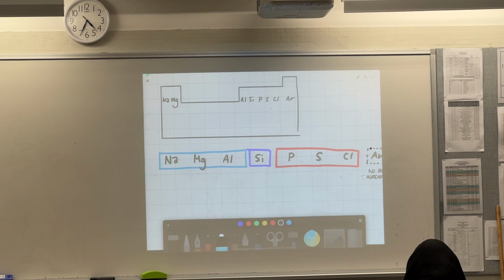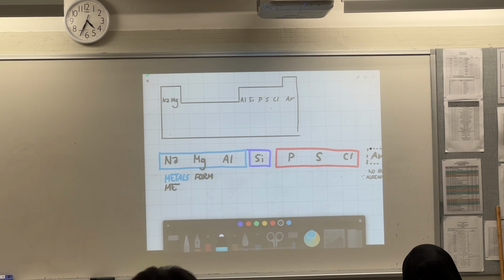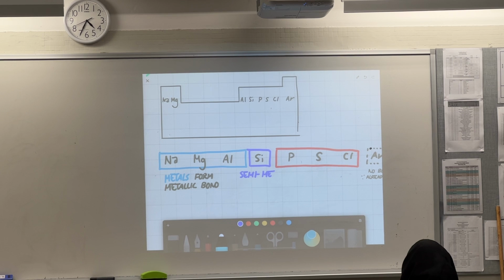What about for the others? So we have metals. Just write down metals form metallic bonds, of course. Semi-metals form covalent bonds. Even non-metals form covalent bonds.